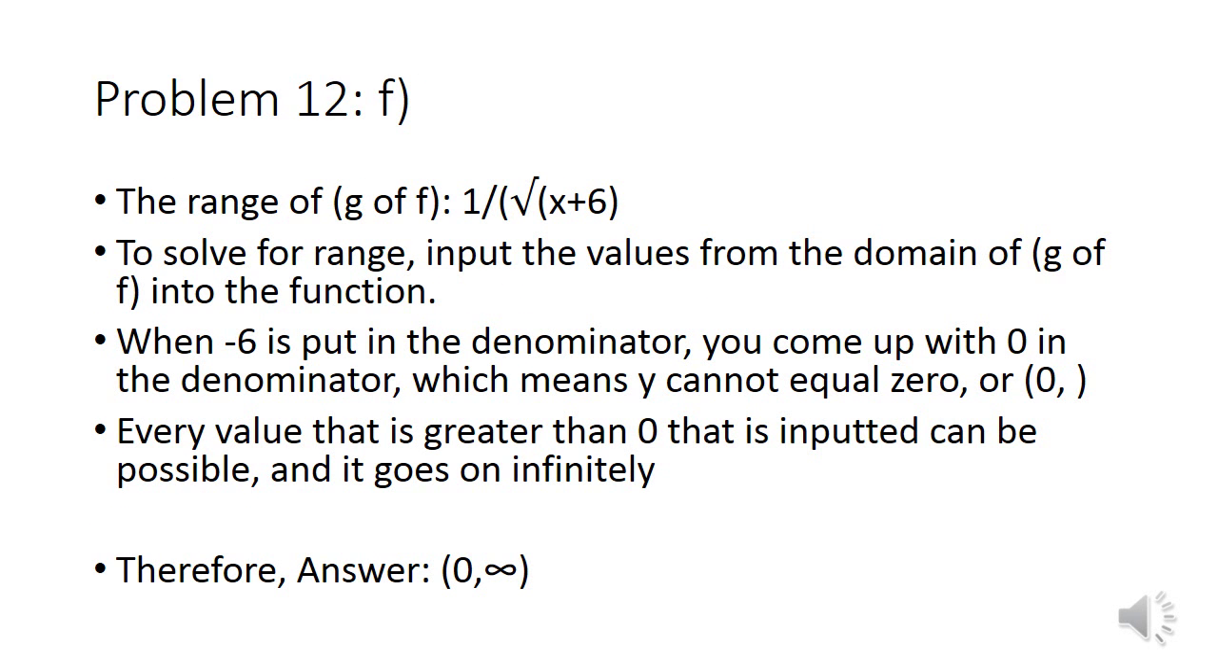Problem 12f. The range of g of f is 1 over the square root of x plus 6. To solve for range, input the values from the domain of g of f into the function. When negative 6 is put in, you come up with 0 in the denominator, which means y cannot equal 0, or 0 exclusive. Every value that is greater than 0 can be possible, and that goes on infinitely. So you find that your range is 0 exclusive, comma, infinity. And that is your answer.